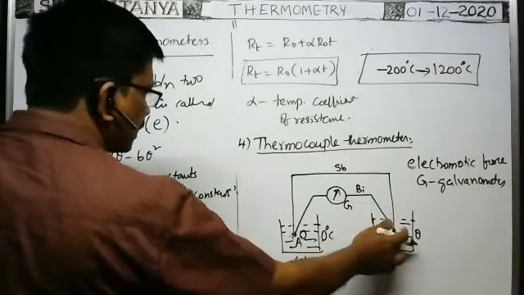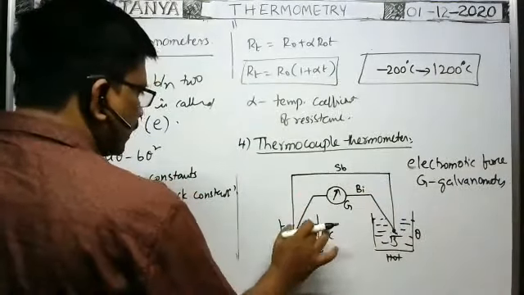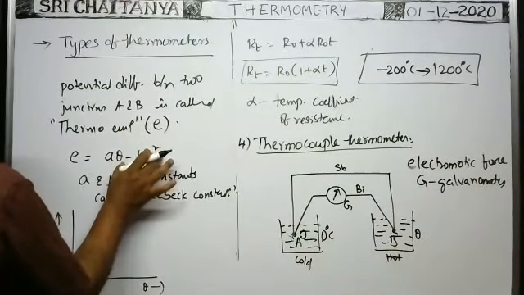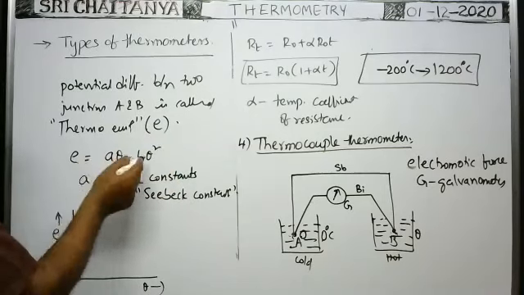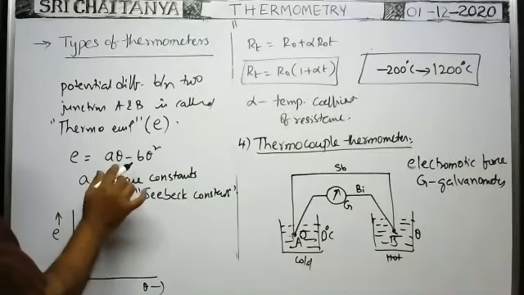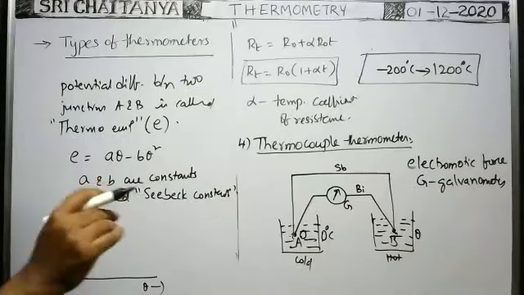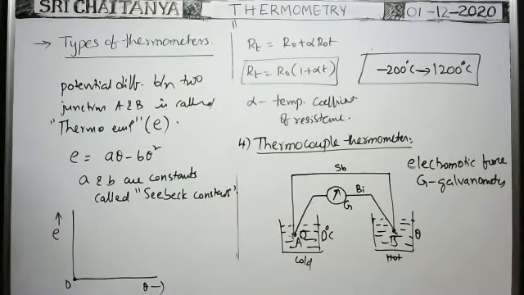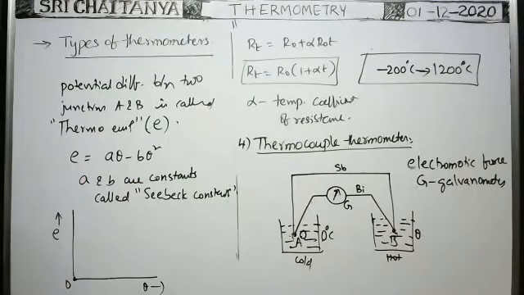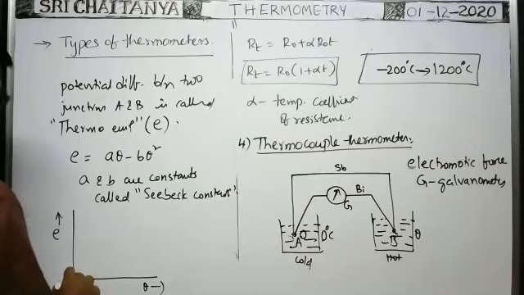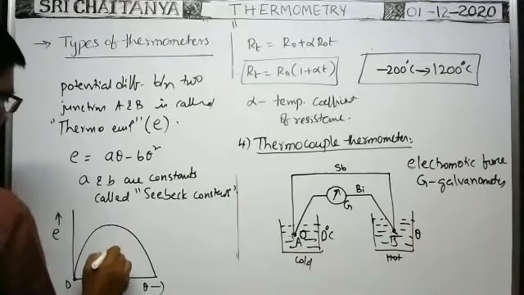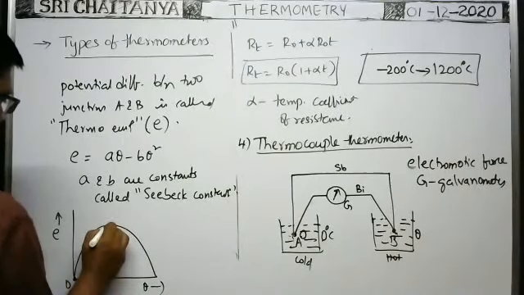When the temperature of the hot junction increases, keeping the cold junction at 0 degrees centigrade, the thermo EMF also increases according to the formula. When you draw the graph between theta and E, where E is the thermo EMF and theta is the temperature, what is the shape of the graph? Downward parabola. Very good. So you will get a parabola like this, and exactly at this particular position the thermo EMF is maximum.